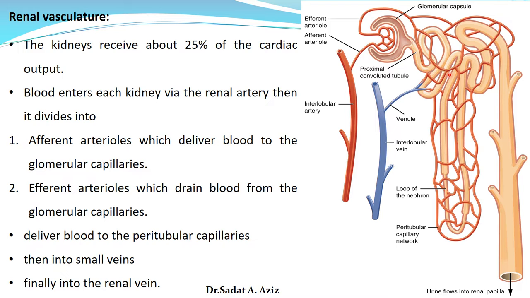Then the peritubular capillaries, this network of capillaries, merge to form a venule, or a small vein. And then finally the venules merge, or combine, to form the renal vein, which drains the blood from the kidneys toward the vascular system, toward the heart.